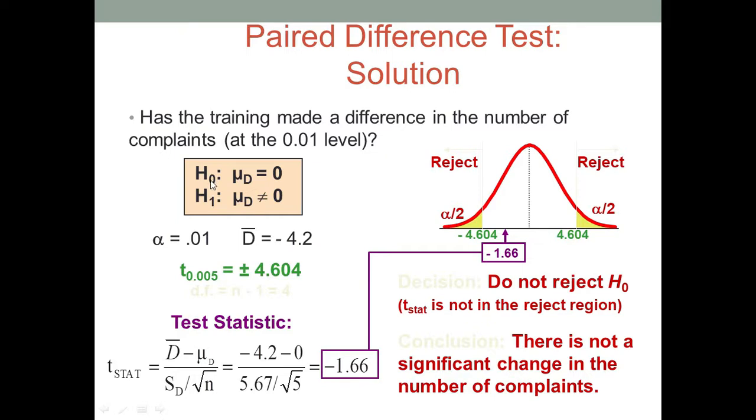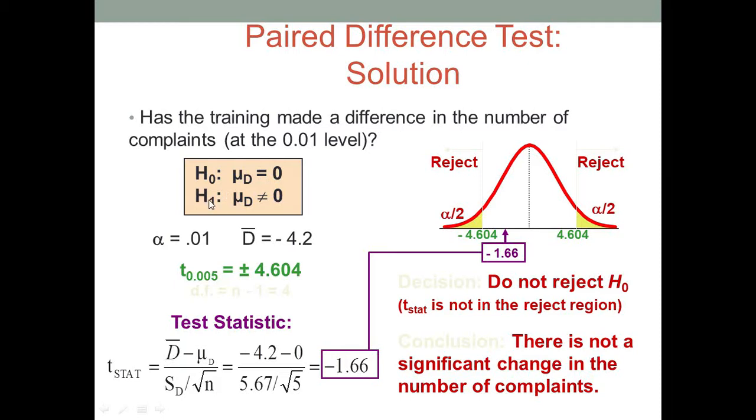So this is basically the null hypothesis: mean difference is equal to 0. Meaning that we are assuming there is no difference in terms of the number of complaints before they go for training and after they went for training. Okay, so 0 here means no difference before and after in terms of the number of complaints.